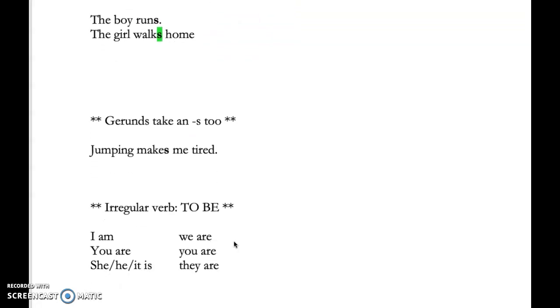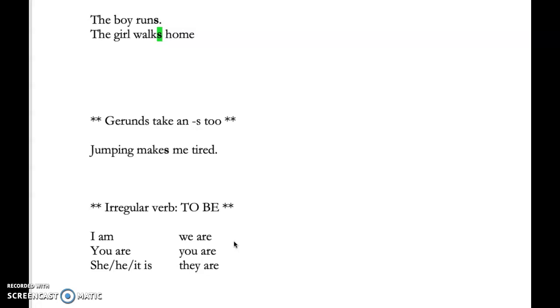Now, the rule of S only applies to what we call regular verbs because regular verbs follow the rules. We also have what we call irregular verbs, which are verbs that do not follow the rules. The most irregular verb of all is to be. To be, remember, is the infinitive form of the verb. So if I conjugate it, if I attach it to different subject options by attaching it to pronouns, we can see that to be just goes off and does its own thing. I am, you are, she, he, it is, we are, you are, and they are.